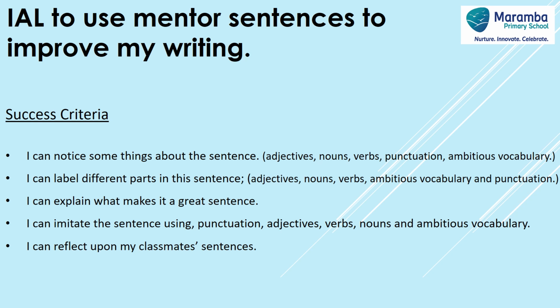And to be successful, I can notice some things about a sentence. That might be adjectives, nouns, verbs, punctuation, or ambitious vocabulary. I can label different parts of the sentence. I can explain what makes it a great sentence. I can imitate the sentence using punctuation, adjectives, verbs, nouns, and also ambitious vocabulary. And I can reflect upon my classmates' sentences.